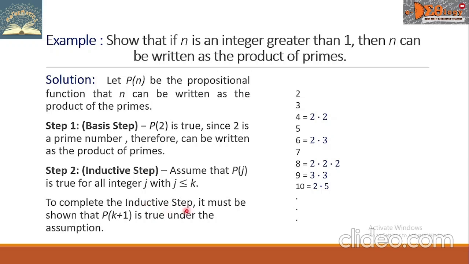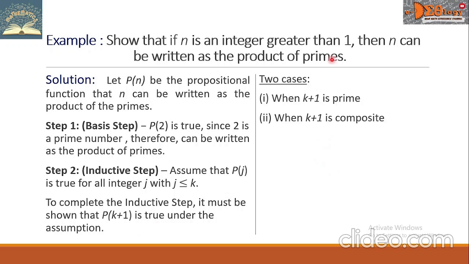To complete the inductive step, it must be shown that P(k+1) is true under the assumption. Here, we can see two cases: first, when k+1 is prime; second, when k+1 is composite. Let us analyze the first case. When k+1 is prime, P(k+1) is true because when it is prime, it follows the assumption. Next is when k+1 is composite.